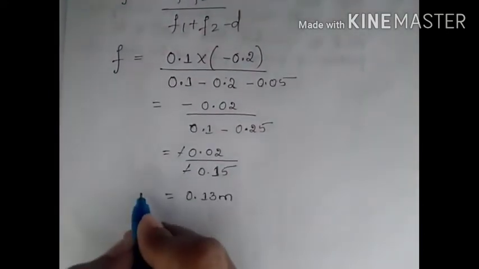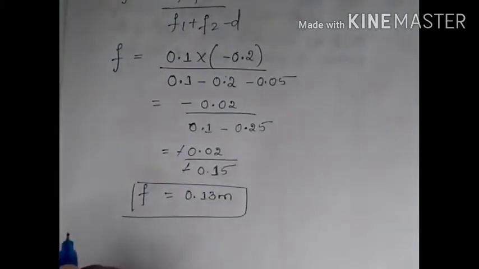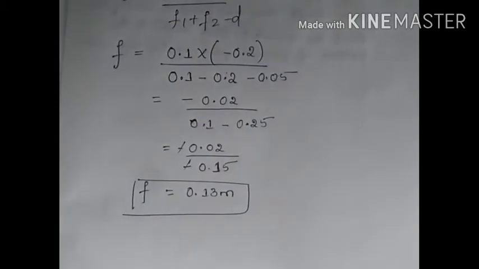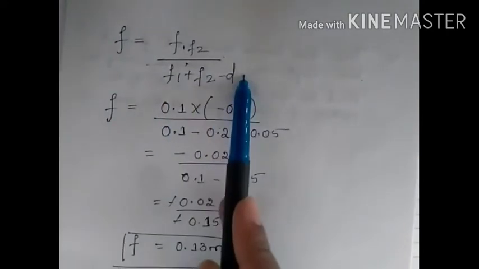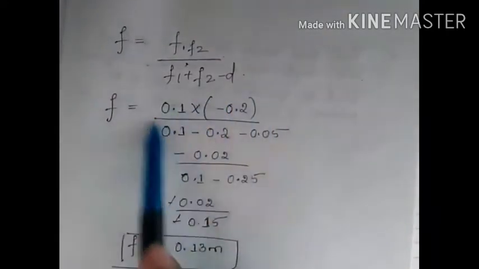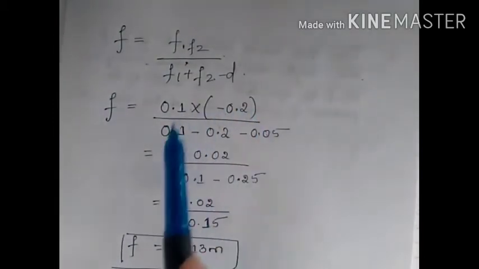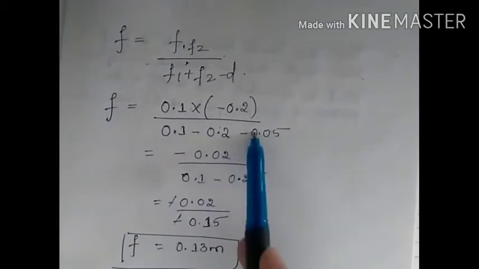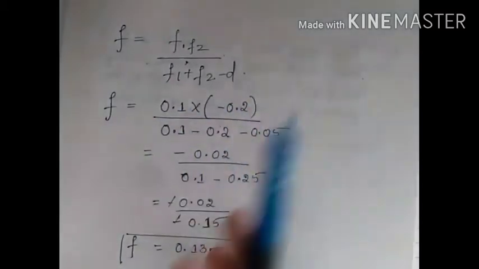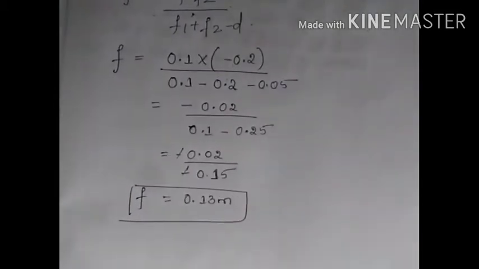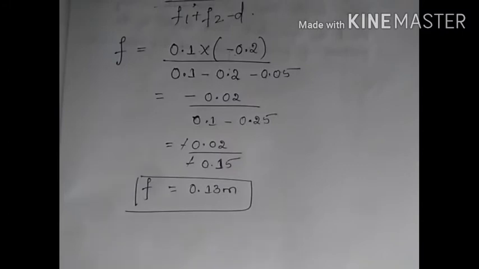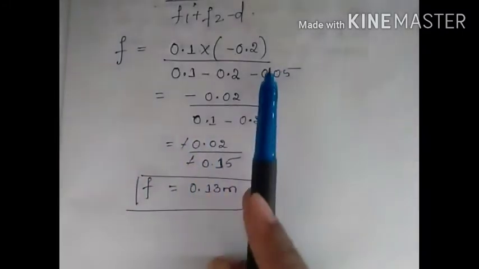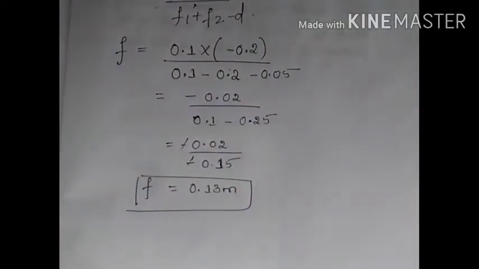So this is F, that is the equivalent focal length. How did you find it? You used the formula F1 F2 divided by F1 plus F2 minus D. Now substitute the given data: 0.1 multiplied by 0.2, divided by 0.1 minus 0.2 minus 0.05. If you solve this, you get F equals 0.13 meters. So you found the equivalent focal length of two thin lenses which are separated by a distance of 0.05 meters.